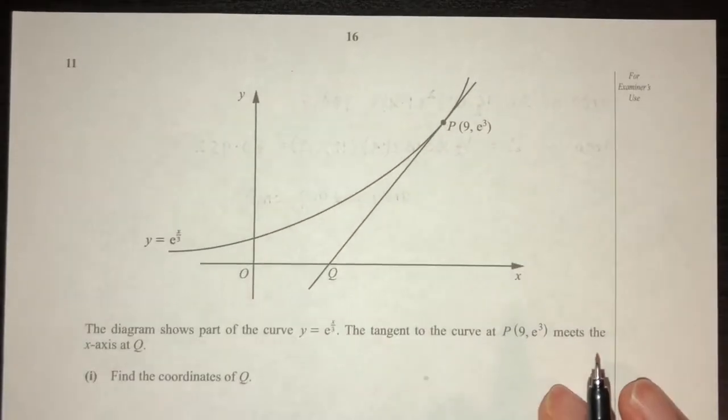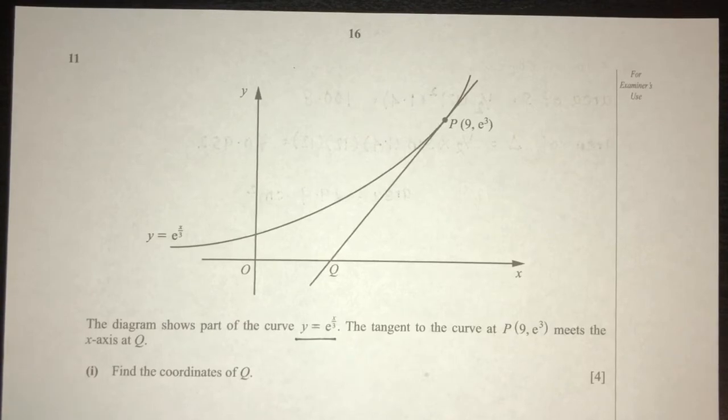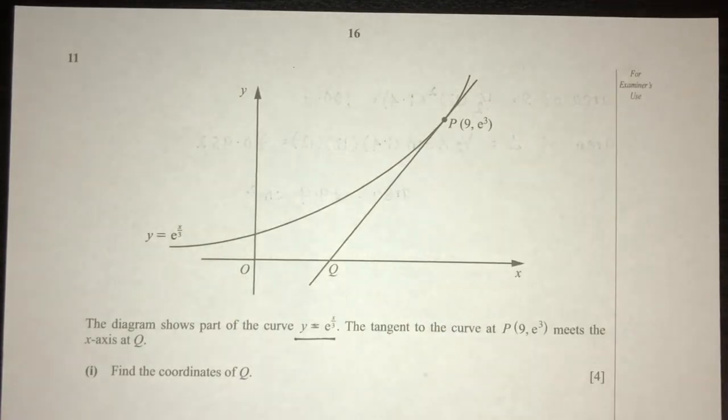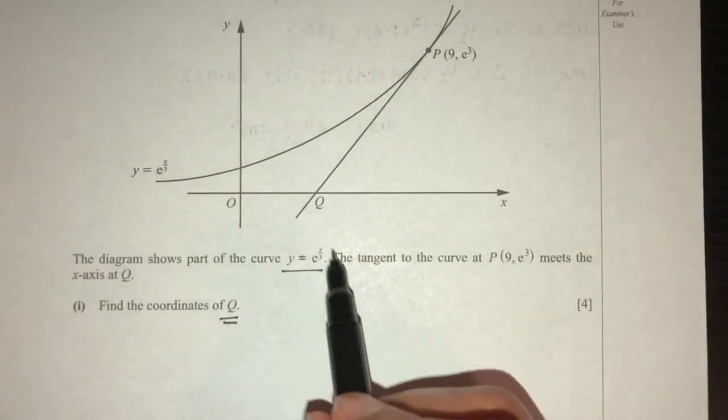Question number 11. So here what do we have? The diagram shows part of a curve y equals this. Now the tangent to the curve at the point P, this one, meets the x-axis at point Q. So we have to find the point Q. The tangent at the point P meets the x-axis, so we have to find the equation of the tangent first and then find the point Q, right? So we know the curve is y equals this.